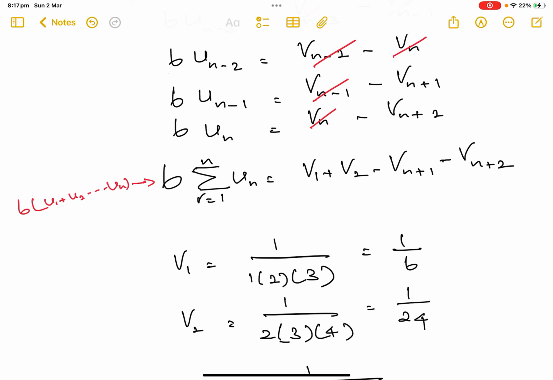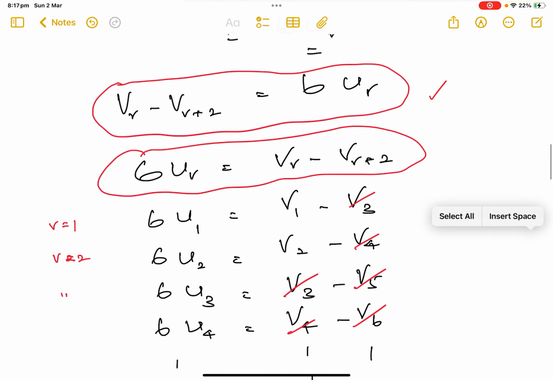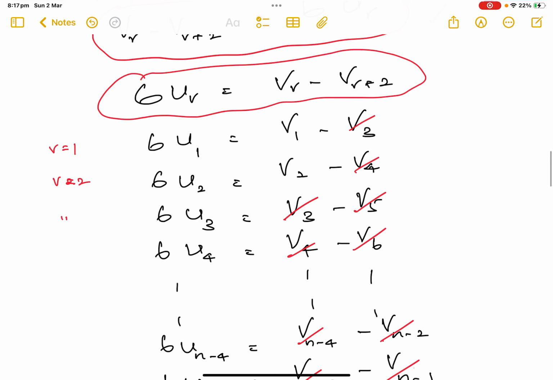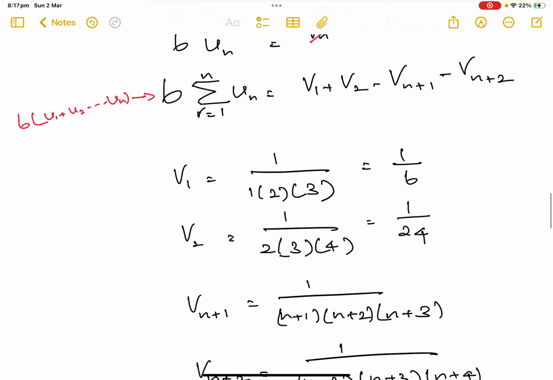That is 6 times the sum from r equals 1 to n of U_r. And on this side, if you look at it, for example the third part, V_3 cancels out: positive V_3, negative V_3, positive V_5, negative V_5, and so on. So only two components are left at the beginning and two at the end: V_1 plus V_2 minus V_(n+1) minus V_(n+2).